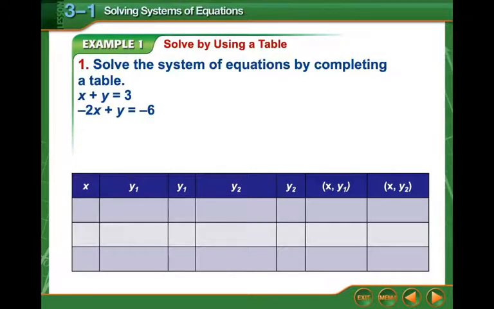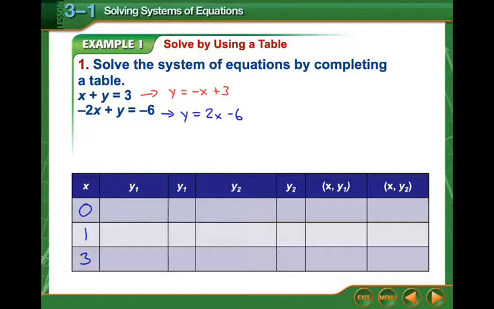So we're going to use 0, 1, and 3, just to see if those give us our solution. So first thing we need to do after that is rewrite our equations into y equal mx plus b form, our slope-intercept form. So that's going to be y equal to negative x plus 3 and y equal to negative, that's already negative, so it's positive 2x minus 6.